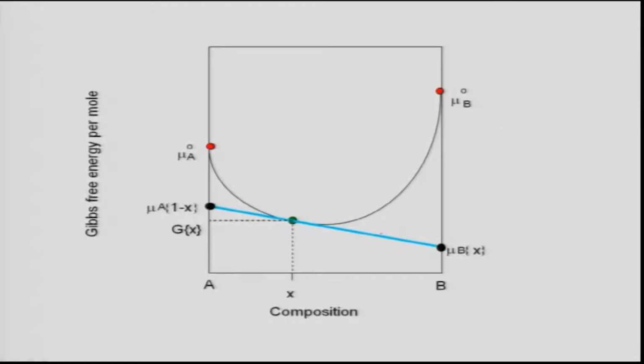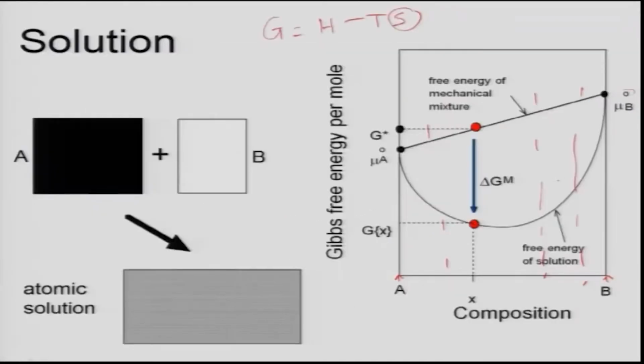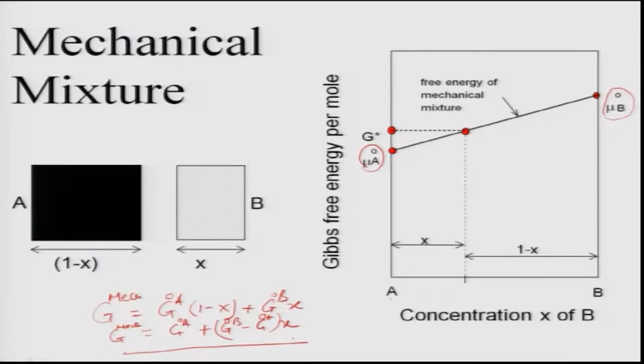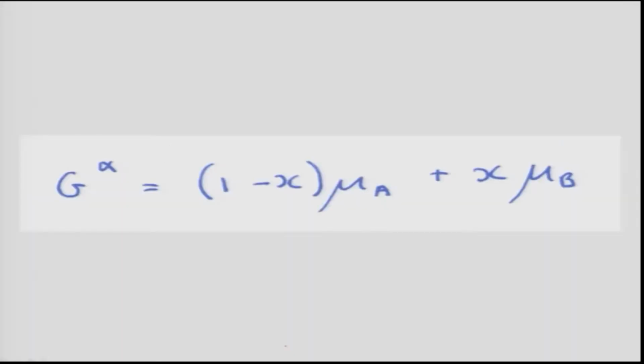This equation which you see here can be mathematically written by this G. Suppose this is alpha phase, okay, this is alpha, let us suppose alpha is alpha iron or something. So, G of alpha is equal to (1 minus x) mu A plus x mu B. This equation is same as what I have written here, you see here, the same. I can easily write (1 minus x) mu A 0 plus x mu B 0. This is exactly the same.